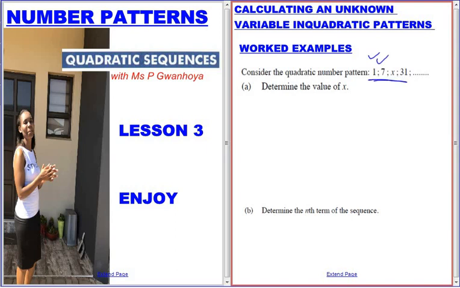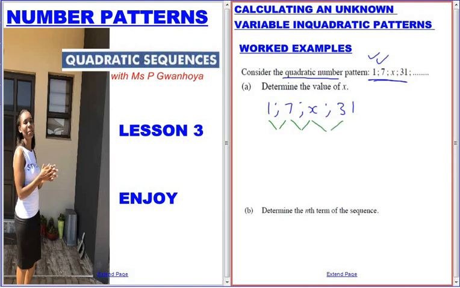So we were given the quadratic number pattern, which is 1, 7, x, and also 31. We were told it is a quadratic number pattern. What we know for a quadratic number pattern is that the second difference is constant. We have to keep that in mind. That is what we are really going to use in this lesson. So let's go ahead and get to that second difference, which is supposed to be constant.